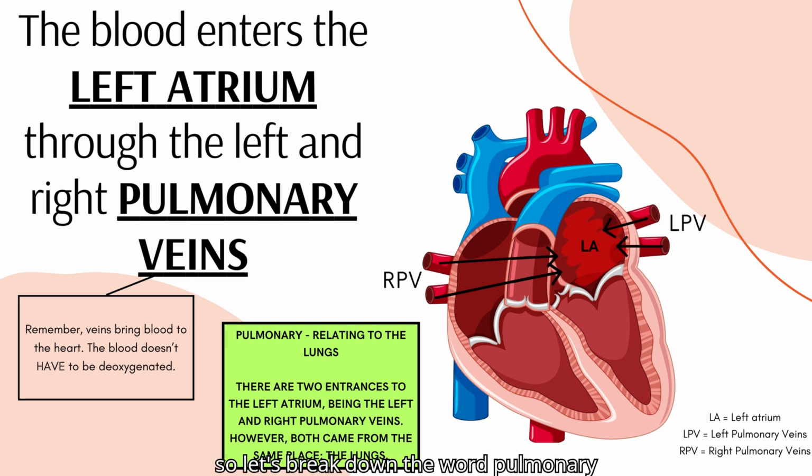And so let's break down the word pulmonary veins. Pulmonary means relating to the lungs, and veins means something that brings blood to the heart. So, pulmonary veins means that it brings the blood, the oxygenated blood, from the lungs to the heart. And so, these pulmonary veins, as mentioned before, are unique because veins are thought to carry deoxygenated blood, but this proves the case wrong.